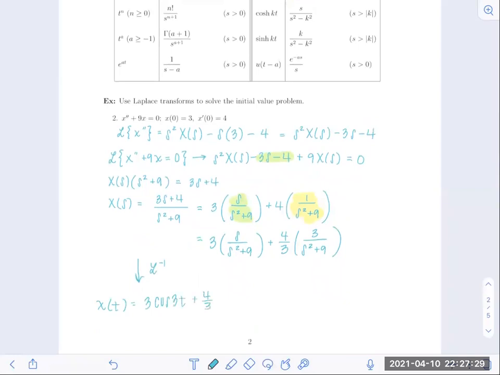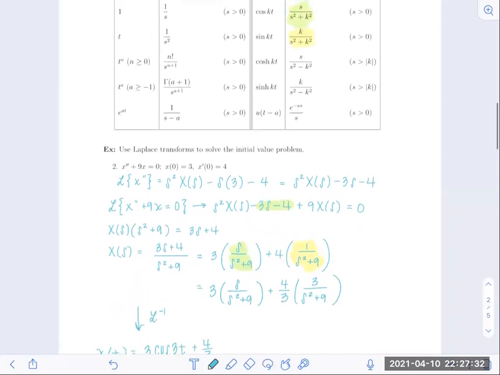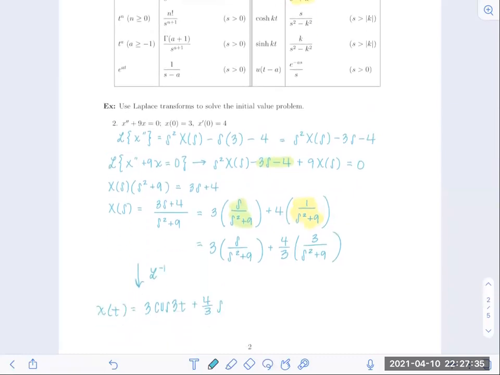And carrying my 4/3, 3 over s squared plus 9 is a sine of 3t. So you can see at this point, there are no constants that I need to solve for. That was all taken care of when I transformed the derivative. It utilizes those initial conditions right there. So this process avoids any heavy calculus machinery. There's no integration or anything of that nature. We're just doing some algebra as well as utilizing our knowledge of Laplace transforms.